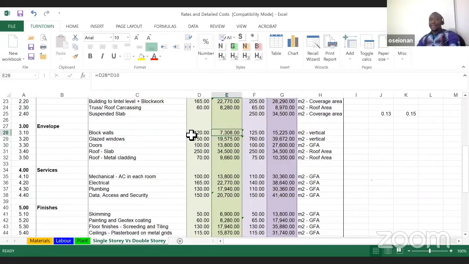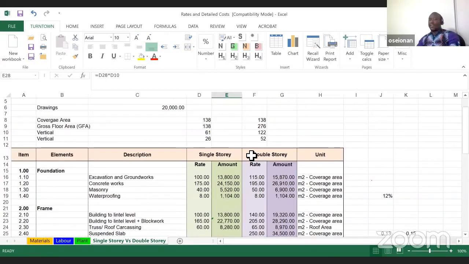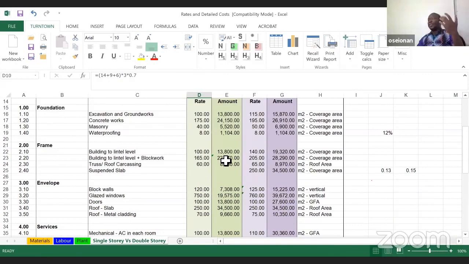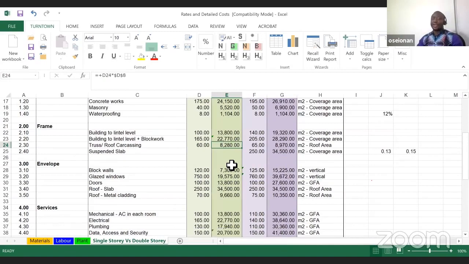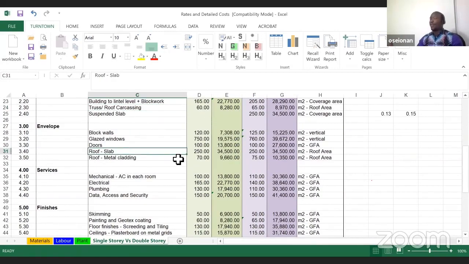If you have a vertical wall area of about 100 square meters, you should be looking at a difference of about 60,000 cedis, and that's a lot of money. But then it would give you the view. Then again, you can choose to go with a roof slab, a concrete slab, or a metal clad. A concrete slab would give you a nice look.